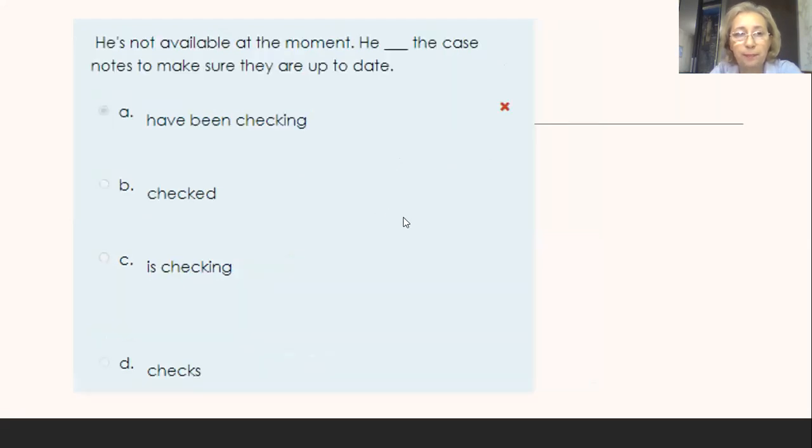The next one: he's not available at the moment. He's checking the case notes to make sure they are up to date. So the action is happening at the moment of speaking. So there is checking. He's checking the case. He's checking. This is C. This is present, the present continuous tense. We should use it here.